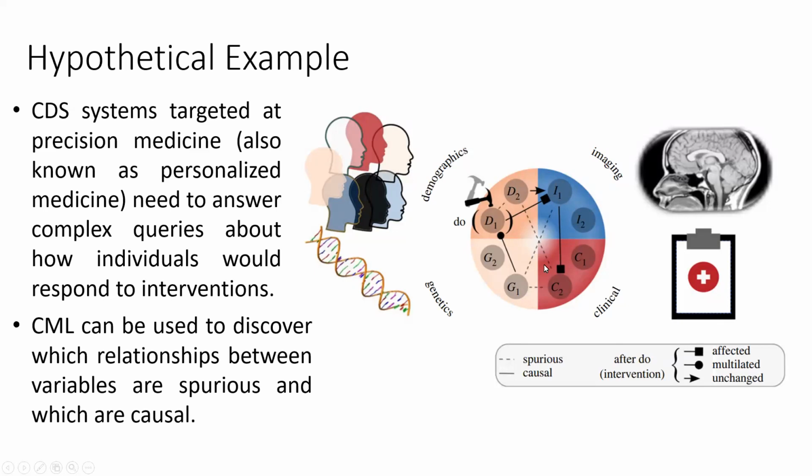Finally, CML offers tools for reasoning about the effect of intervention. Here we show the do operator. For instance, an intervention on D1 would only affect the downstream variables in the graph, while the other relationships are either not relevant due to the graph mutilation or remain unchanged.